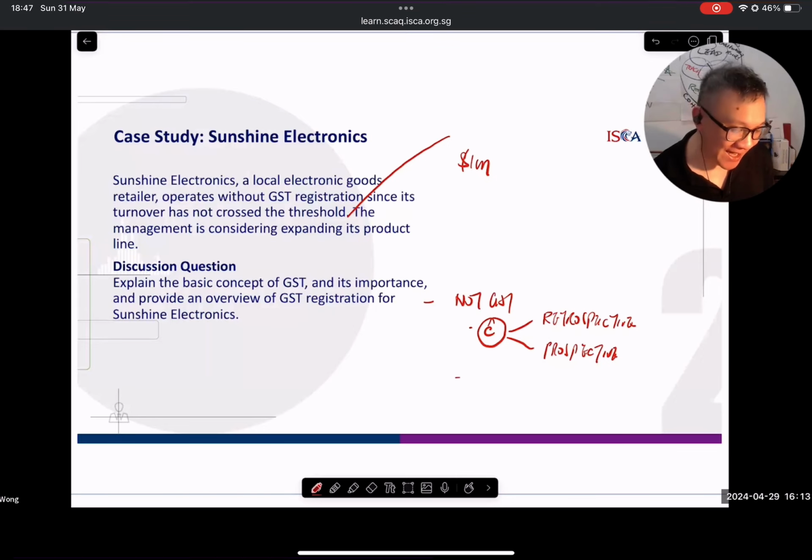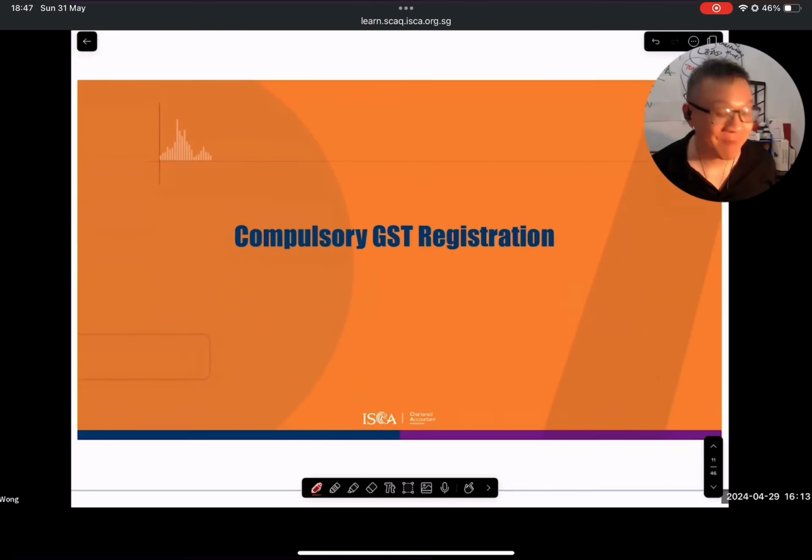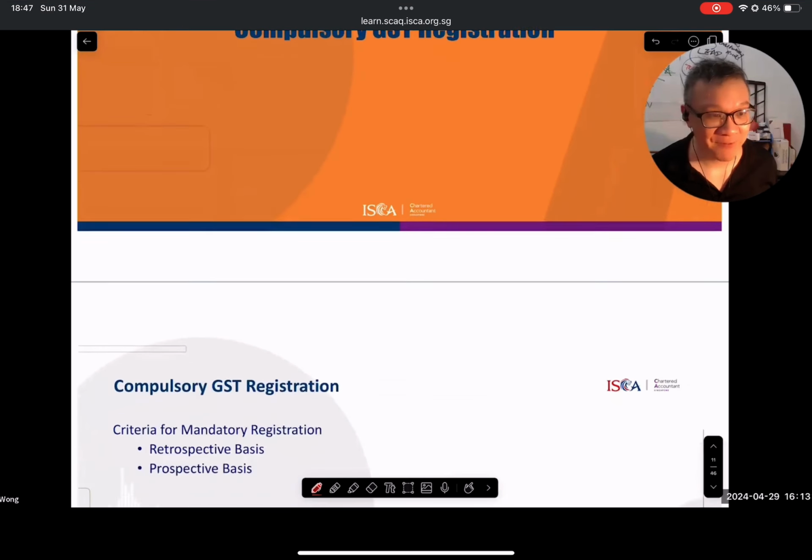So that's where the voluntary GST registration comes into consideration. Okay, so these are all the points that allow us to continue to build on when we continue a discussion of the GST. So let's talk about compulsory GST registration for the time being.